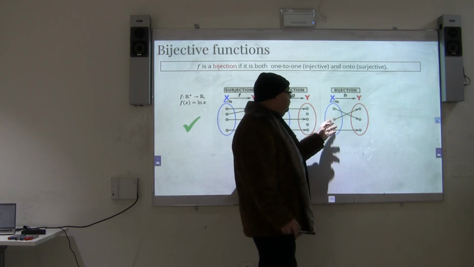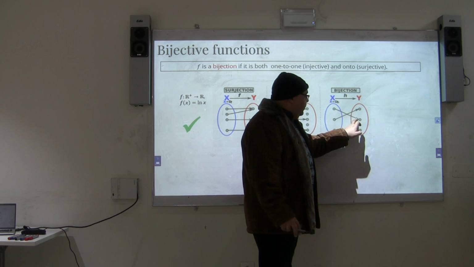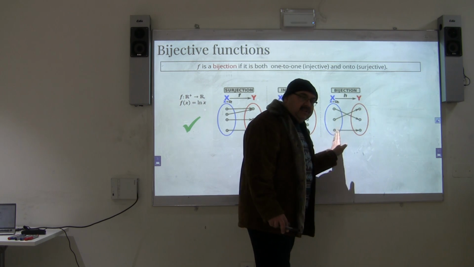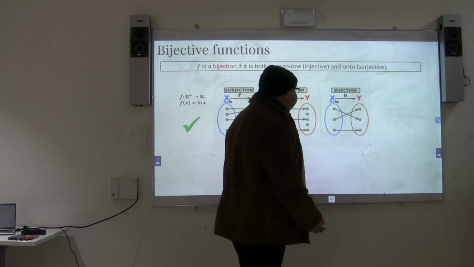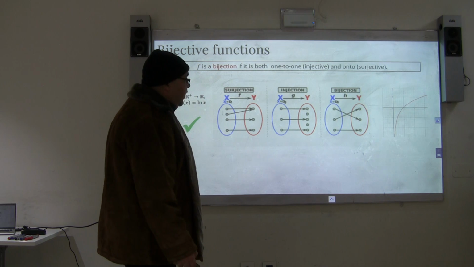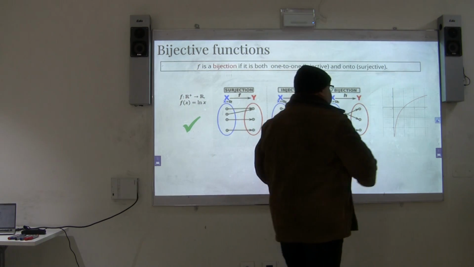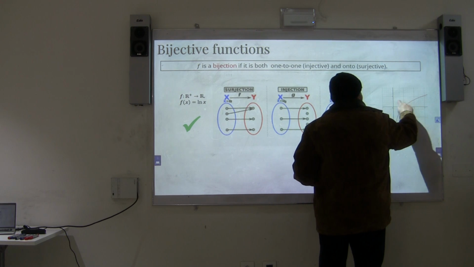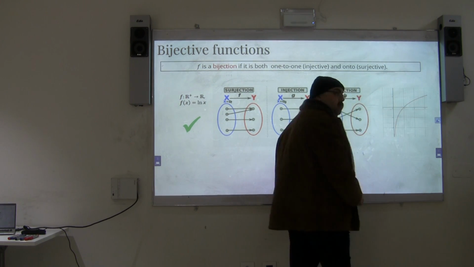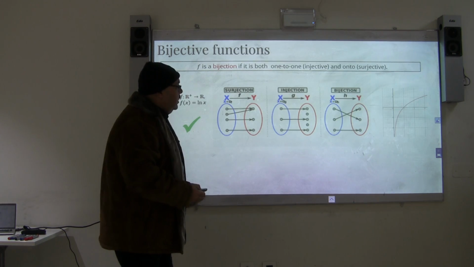But in the case of bijectiveness, every element from x has just one element in y and vice versa, as you can see. So it's exactly like y equal to ln of x. It's a very good example. As you can see, for each value of x, there is just one value of y, and for every value of y, there is just one value of x. So it is a bijective example. That's for them.